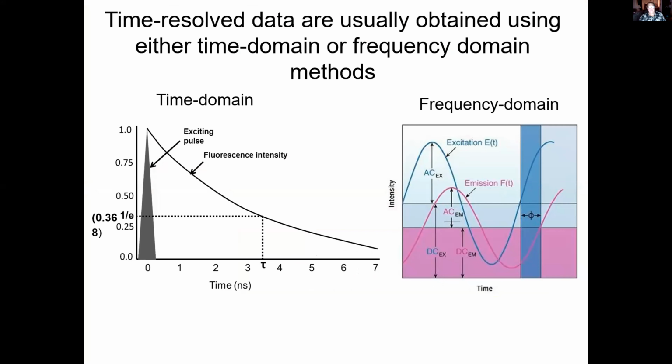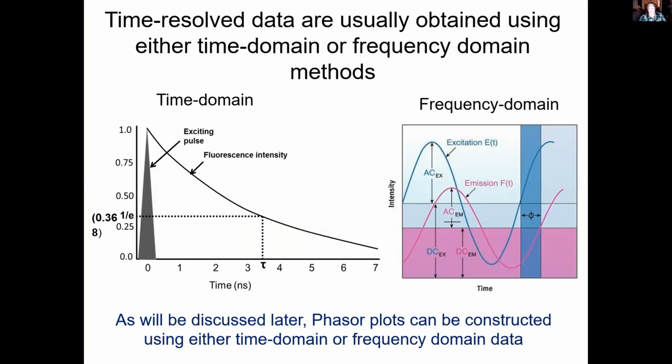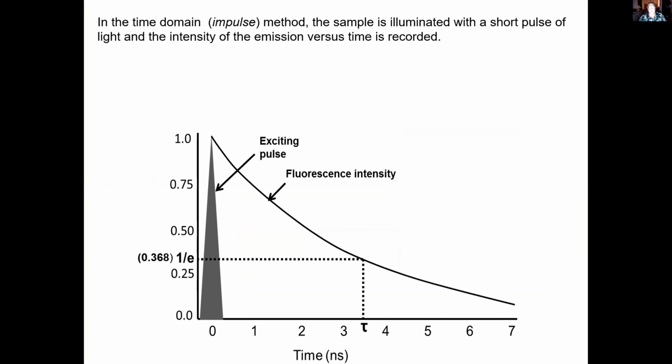Well, time-resolved data is typically obtained using one of two methods, time domain or frequency domain. And we're going to talk briefly about each of these approaches. And phasors, as I'll mention now and then later, can be constructed using either time domain or frequency domain data. And some people have this misunderstanding that, oh, you need frequency domain to do phasors. That's not the case at all.